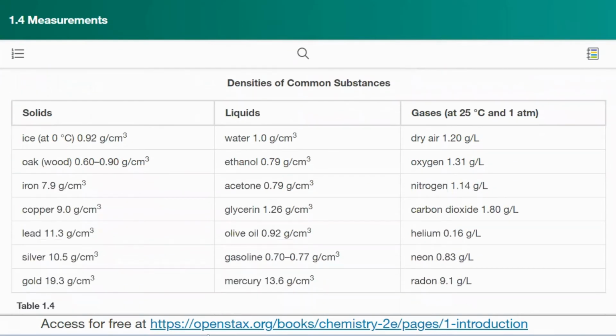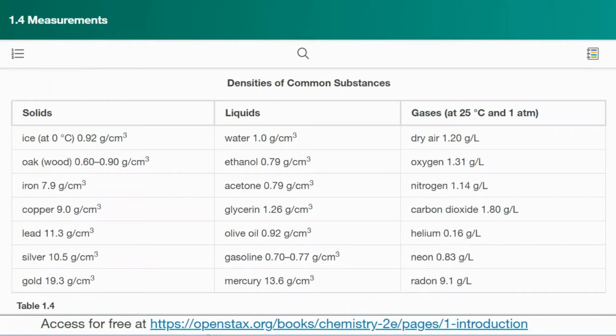Densities of common substances. Solids. Ice is 0.9 grams per cubic centimeter. Oak is 0.6 to 0.9 grams per cubic centimeter. Iron is 7.9 grams per cubic centimeter. Copper, 9.0 grams per cubic centimeter.